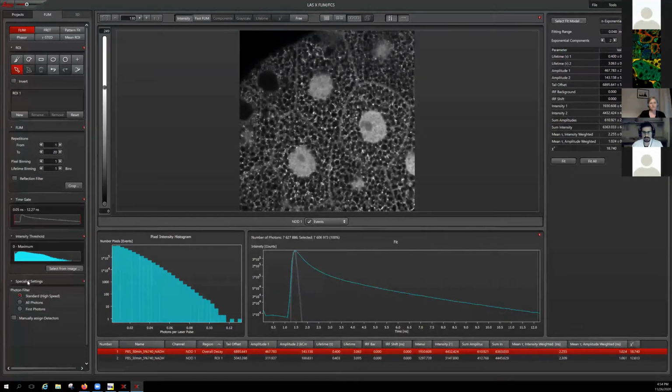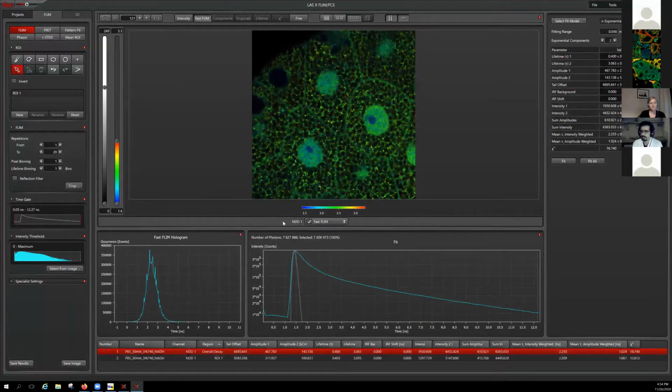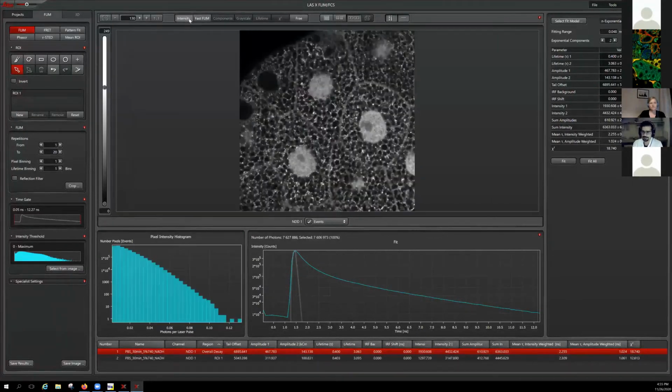Special settings, we don't use them, so I'm not talking about that. It's also been well described in the last two workshops. Here, as I said, you can have the intensity image. When you simply acquire the image, you see the fast FLIM, and then here, where you are at the intensity, you have the pixel intensity histogram, which shows the distribution of the number of photons per pulse that have been acquired across the field of view.